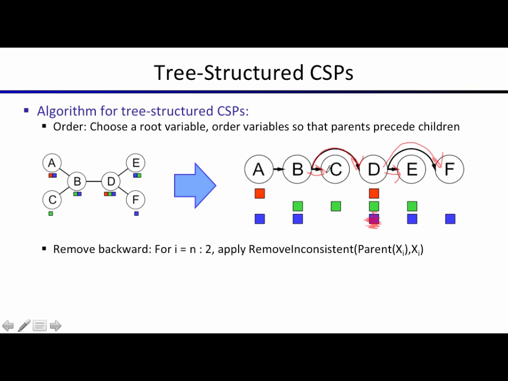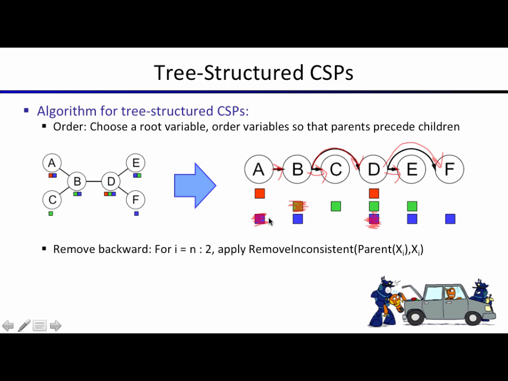Now what about C, B to C? Is this arc consistent? No, we have to remove green. Okay? And then finally, we have A to B. Is this arc consistent? No. What do we have to remove? Blue. All right. So remove blue. Now the second part of this algorithm, okay, remove from the tail.